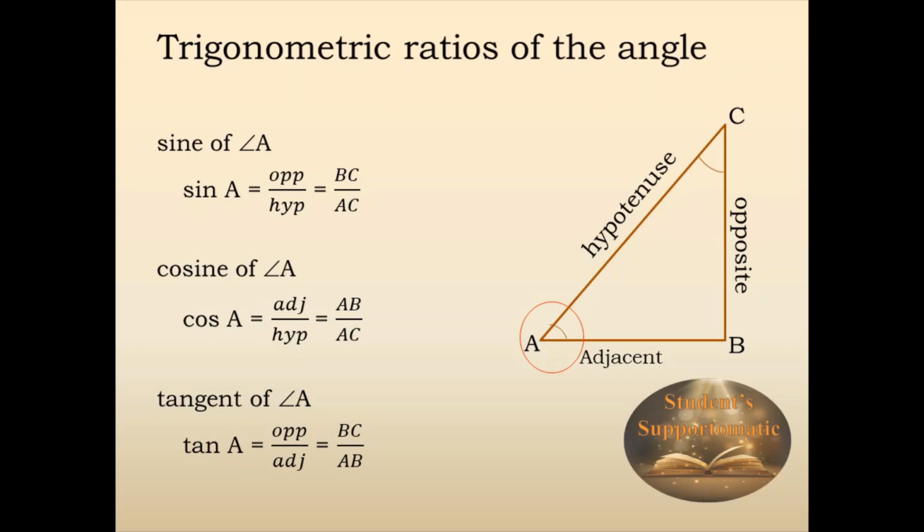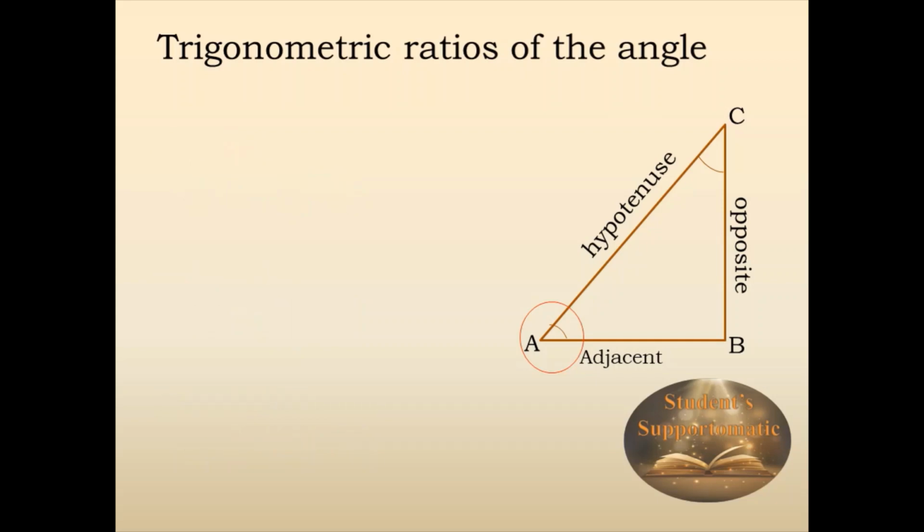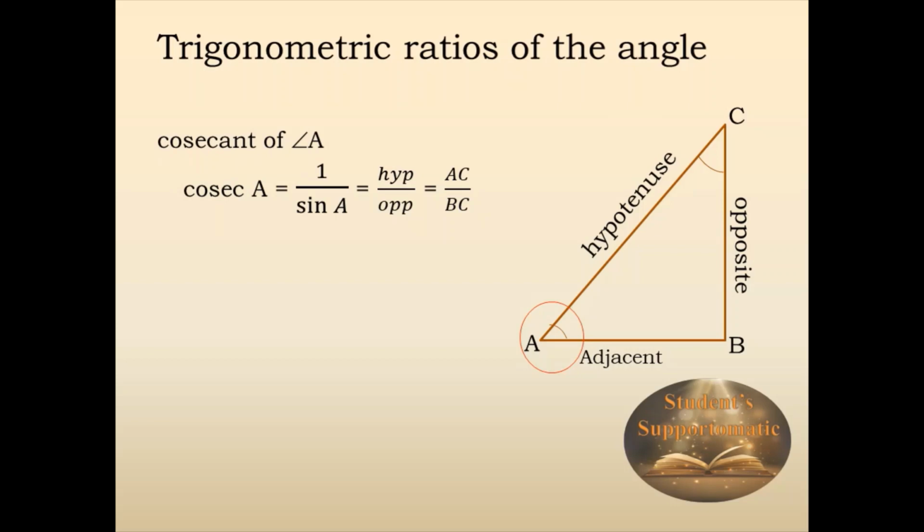The next ratio is cosecant of angle A. We'll call it cosec A. Cosec A is equal to 1 by sine A. Sine A means opposite by hypotenuse. So cosecant is the reciprocal of sine A. It means we will write it as hypotenuse by opposite. Therefore, cosecant A is equal to AC by BC.